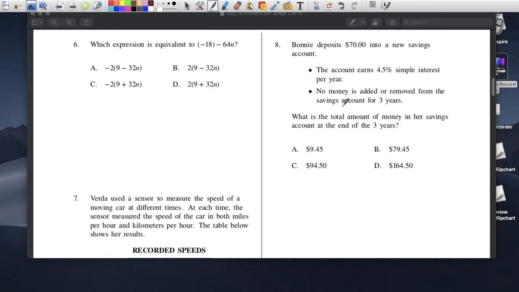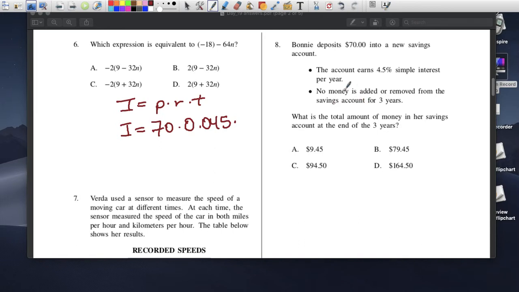Number 8. Bonnie deposits $70 in a savings account. The account earns a 4.5% interest rate. No money is added or removed from the savings account for 3 years. Okay, so I equals PRT. I is the amount of money she's going to make, that the bank's going to give to her. The principal, how much she deposits, is $70. The interest rate is 4.5%, which as a decimal is 0.045.